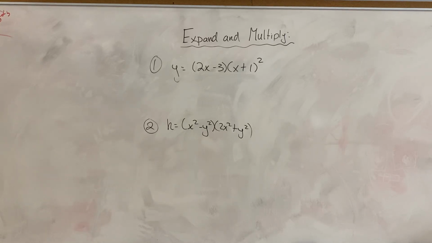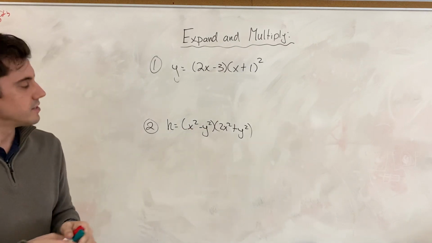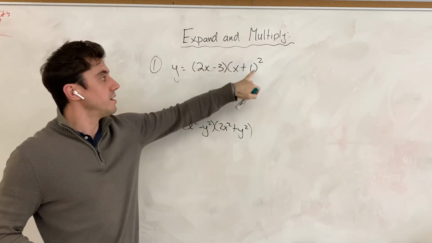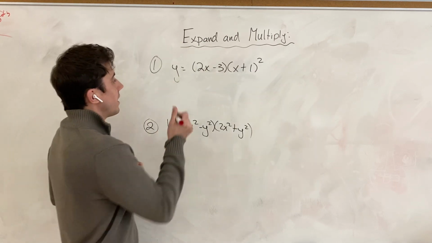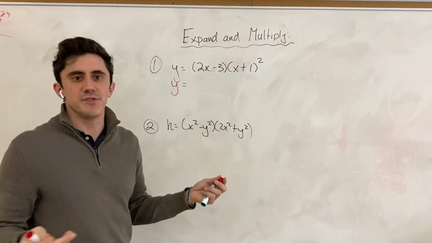Good afternoon, everyone. Today we're going to expand and multiply two different polynomials from their factored form. So for the first one, we have y is equal to (2x - 3)(x + 1)². Now, again, there are many different ways to go about this. I'm going to do it one particular way. Feel free to do it a different way if you'd rather.